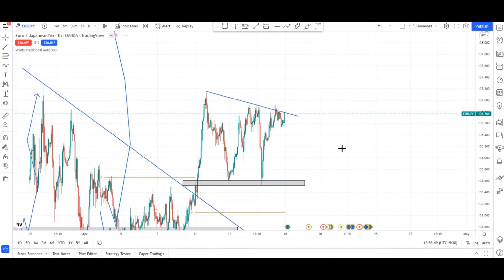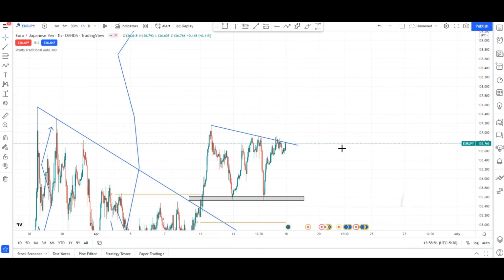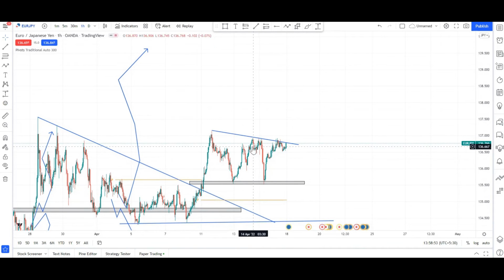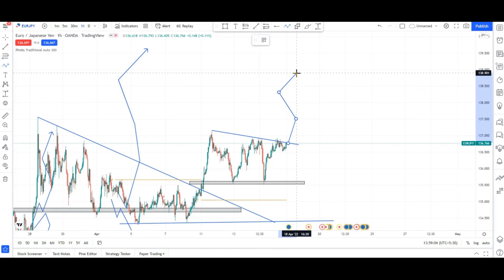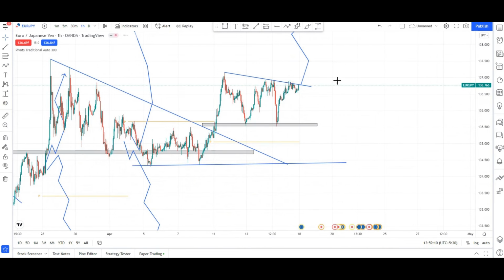We can see here in Euro versus Japanese Yen, I have told you it may make a big momentum. Right now it is continuously consolidating. Once it breaks this trend line too, then we can expect our first target, second target, third target, fourth target, even our fifth target, guys. Okay guys, these are the 5 targets in upside momentum.